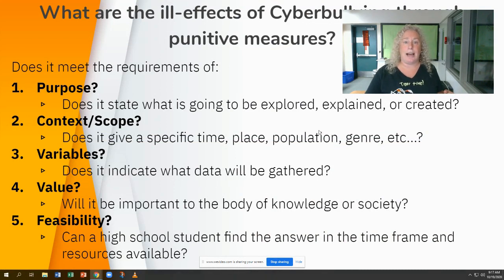The data we're going to gather is now more specific. We're looking at the ill effects of cyberbullying through punitive measures. So when someone gets in trouble for cyberbullying, what are the ill effects that come with that? So that's more narrow. We have our variables here, what data we're going to gather here.